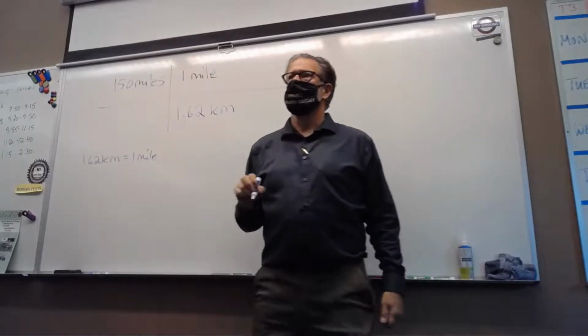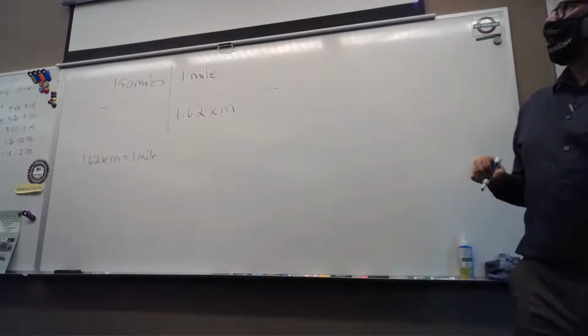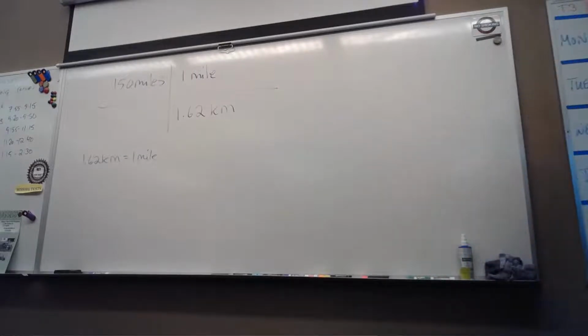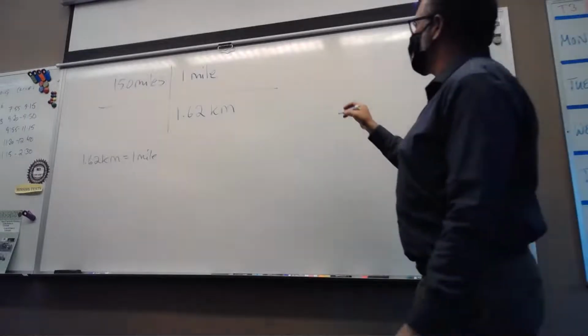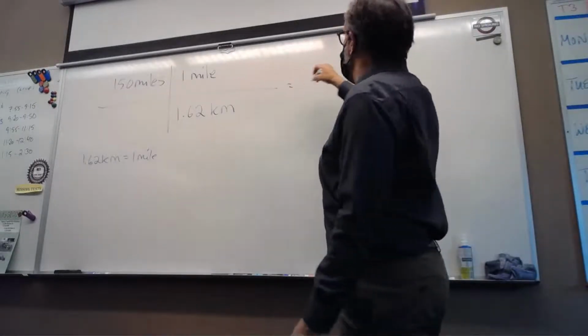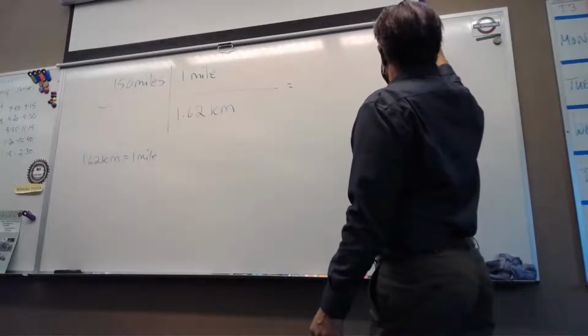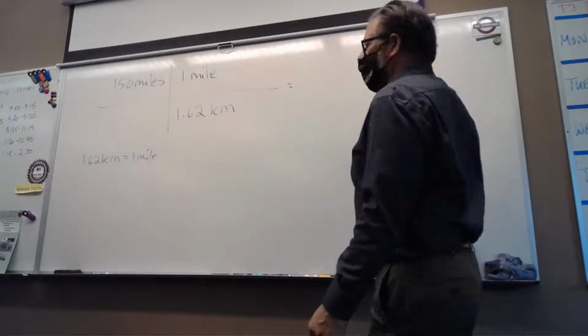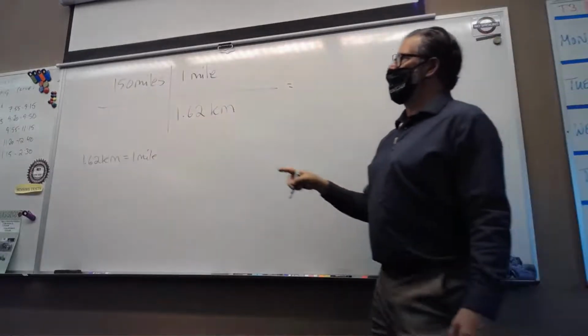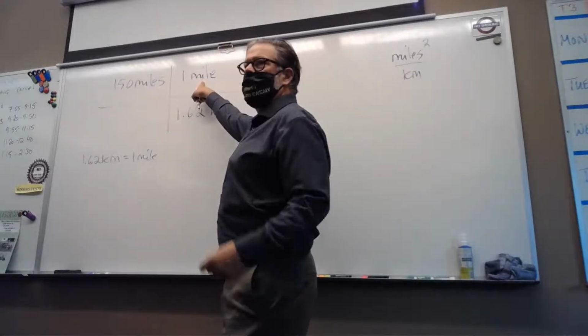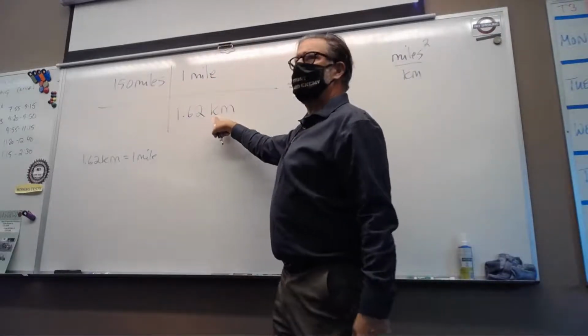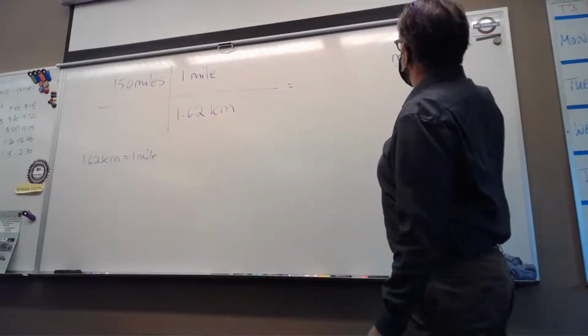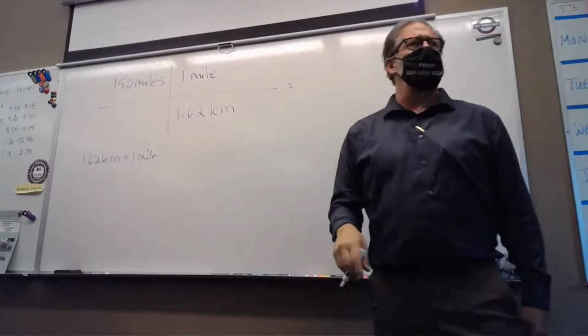If I divide by 1.62, have I eliminated miles and am I left with kilometers? Kind of? No. Kind of not at all. Because what I actually have here for units is miles squared per kilometer. Miles times miles is miles squared divided by kilometers. Miles squared per kilometer. What is 150 divided by 1.62?